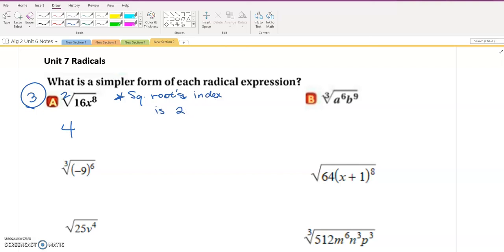So now we're going to have to divide the exponent by the index. So what is 8 divided by 2? 4. Alright, so we get our x then, and 8 divided by 2 is 4, and we're good. And once again, because we took the root of that, we have no radicals left in our answer. Alright, so B switches over here to a cube root. So B is the cube root of a to the 6th and b to the 9th.